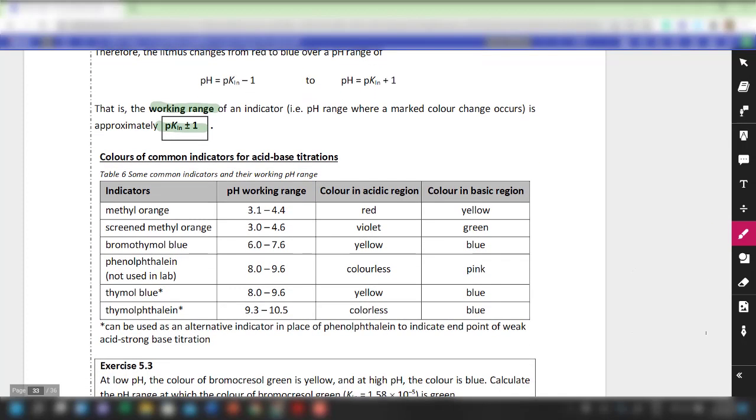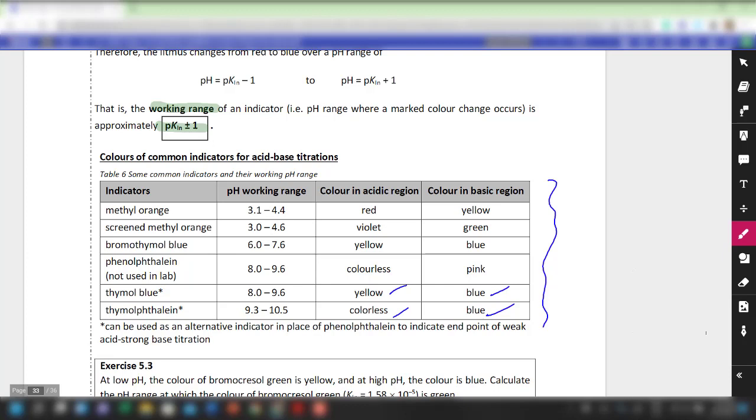These are just some common indicators you need to know. Do you really need to memorize the color? Probably not, but some of them you'll be familiar with from the lab. For example, thymol blue, I think you have used that in the lab before. It goes from yellow to green at the equivalence point. If you exceed, you will reach blue. And then thymolphthalein, it's colorless, then you get some light blue, and the endpoint will be blue. So these are the alternatives to phenolphthalein.